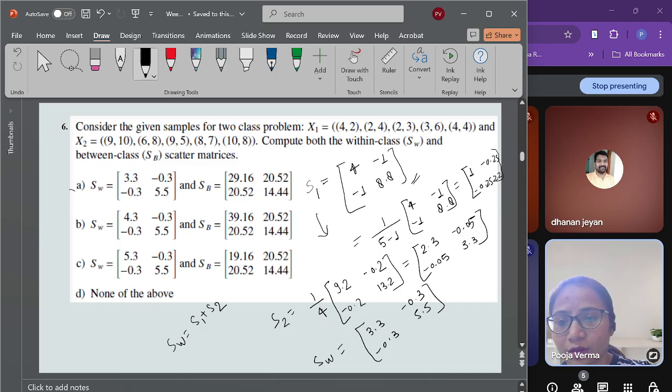So that's why the answer we have got is correct, but in the SW I forgot to calculate here. So this is a correction from week 11, question number 6.